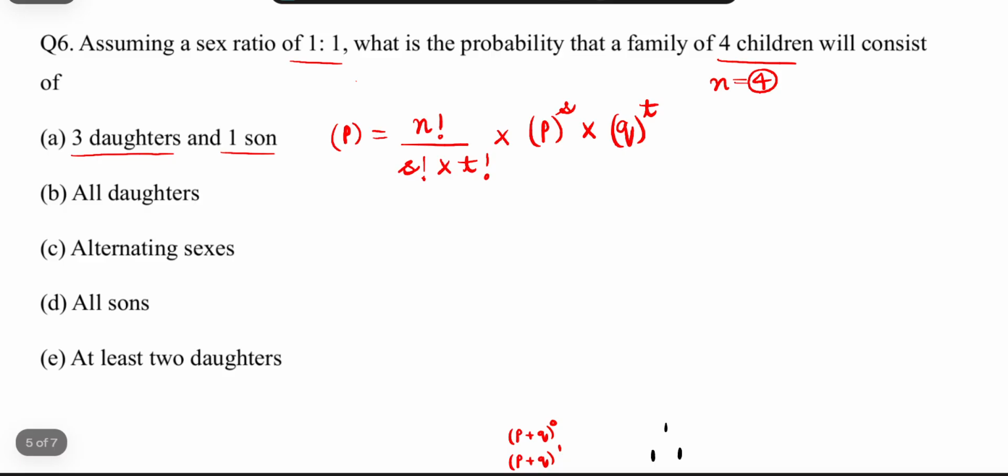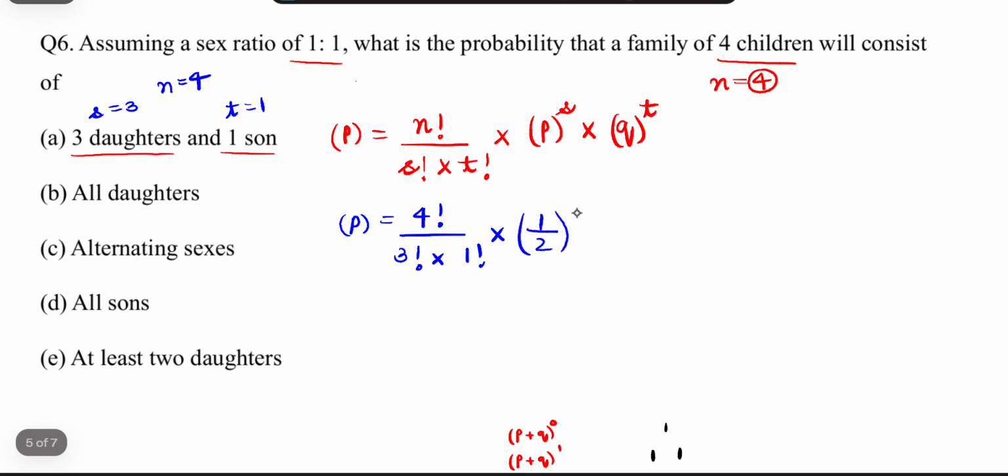So when we are asked the probability of 3 daughters and 1 son, we simply say that here s comes out to be 3 and t comes out to be 1, and n is always 4 in this question. So the probability comes out to be 4 factorial upon 3 factorial 1 factorial, and now we know that for daughter and son the probability should be half because either can be born. So here it is half, the chances are half, right? s is 3, and for the son also the chances are half to be born and t is 1. Now how to solve this?